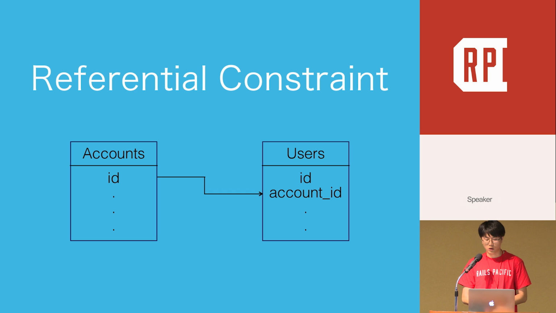So let's talk about the referential constraint a bit more. Before we create a user record, we want to make sure that the associated account record exists. After the record is created, what happens if we delete the account? Without any control, the user record will be left in a dirty state, because it can't find the account anymore, which will violate the referential constraint. And this will cause bugs in our application.